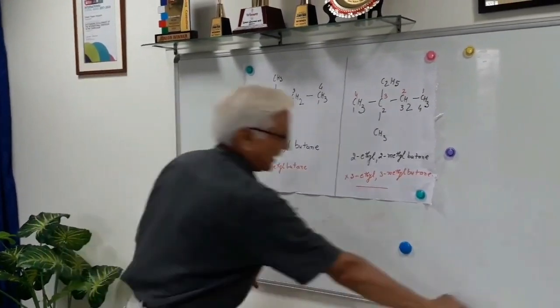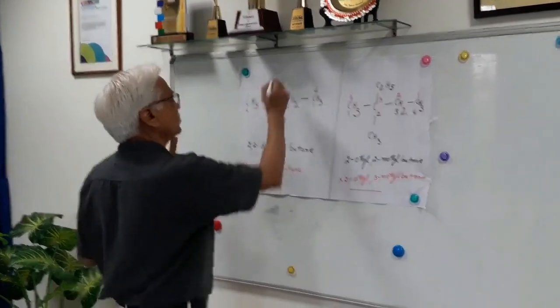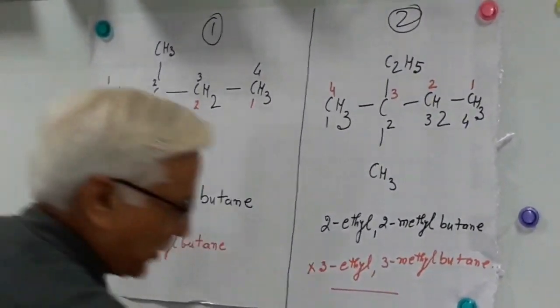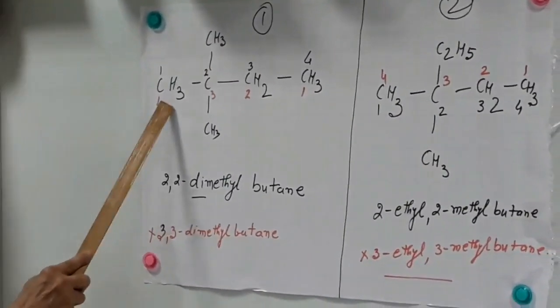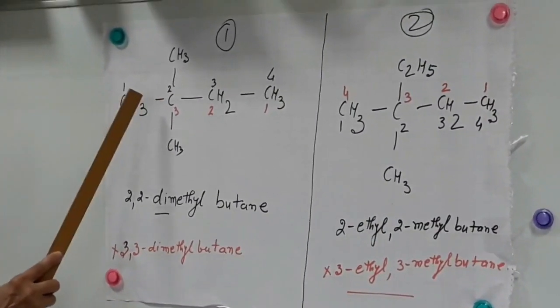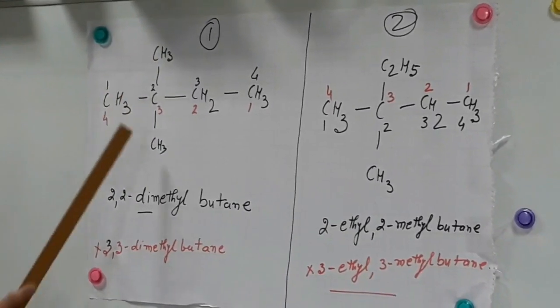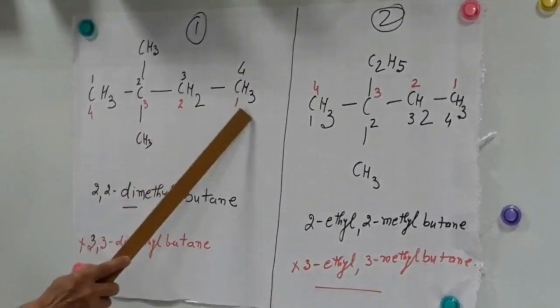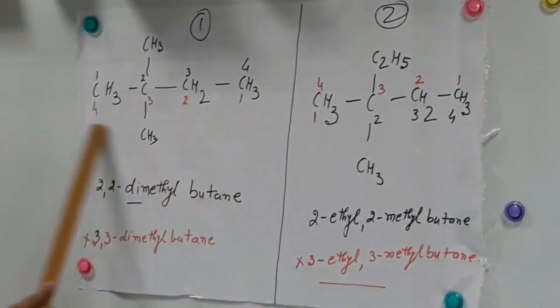This is 1 and this is 2. These are 2 separate examples. Now in the first example, it is CH3, C with valency 4. Both the groups are CH3 over here on this carbon: CH3, CH3, CH2, CH3. This is one structure. Now, number the longest chain.